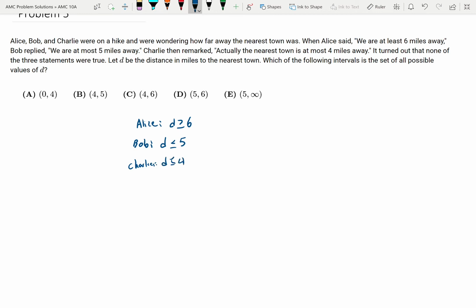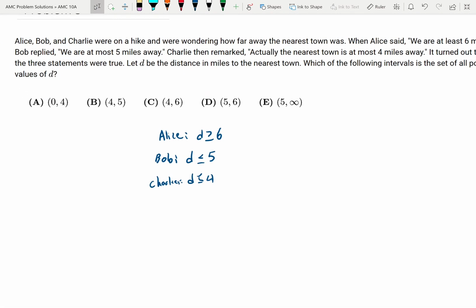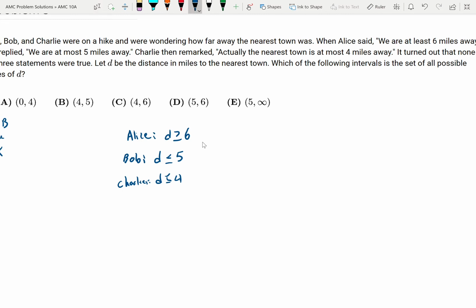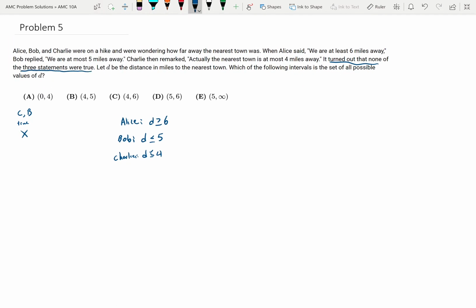So let's look at all of these intervals and see if, in looking at them, none of these inequalities are true. So 0 to 4. If the distance is that, then that means that what Charlie and Bob said are true, so that can't work. Remember, we're trying to find out none of the three statements are true. So that's not going to work.